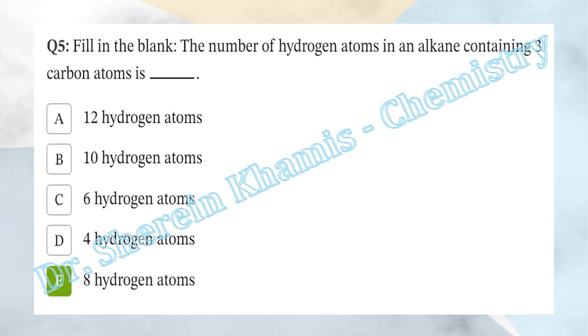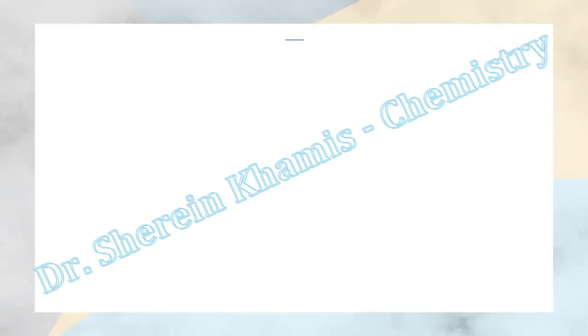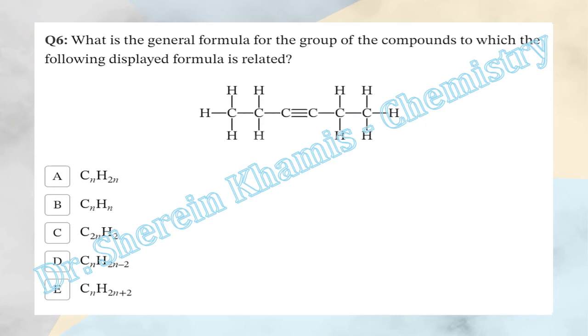Okay, let's go into question number 6. Question number 6 asks what is the general formula. The general formula means that we must look at the figure here according to the kind of bond. If we have only single covalent bonds in the compound, we have an alkane compound. If we have a double bond connecting the carbon atoms, one sigma and the other pi, we will have alkenes.